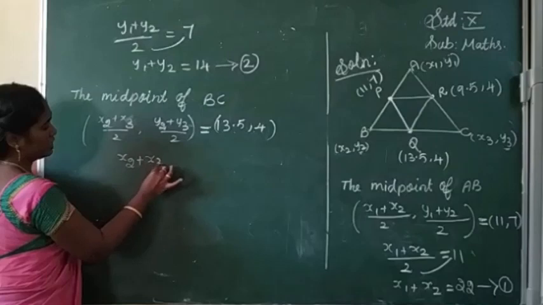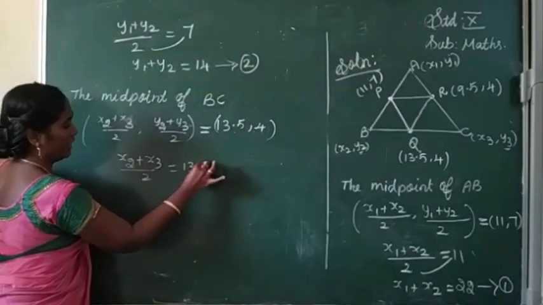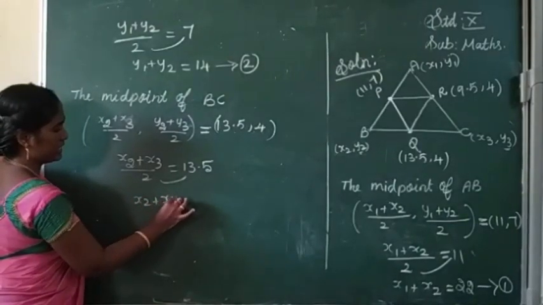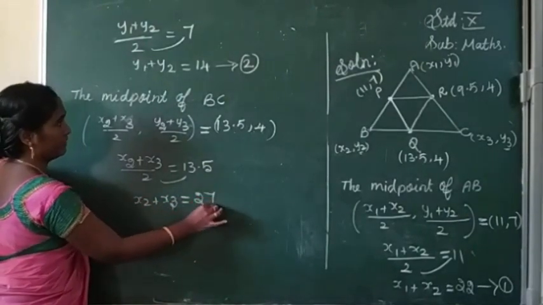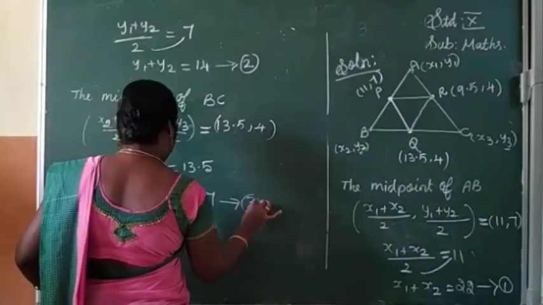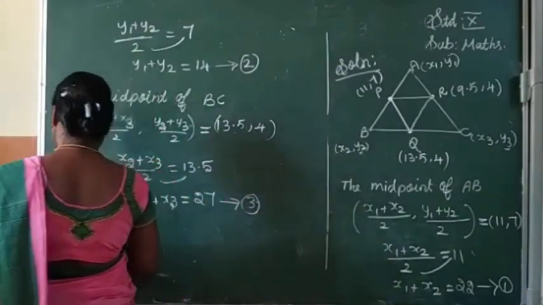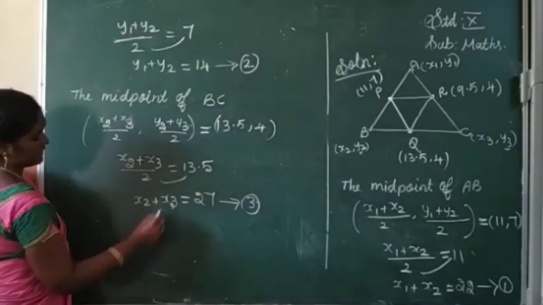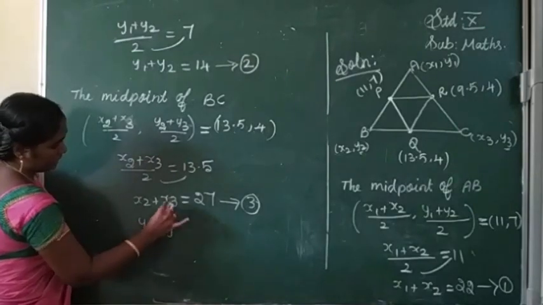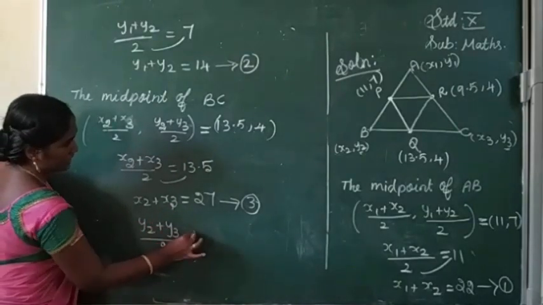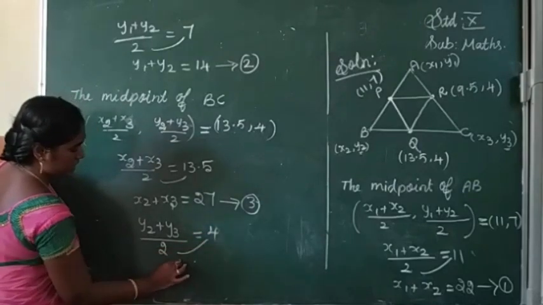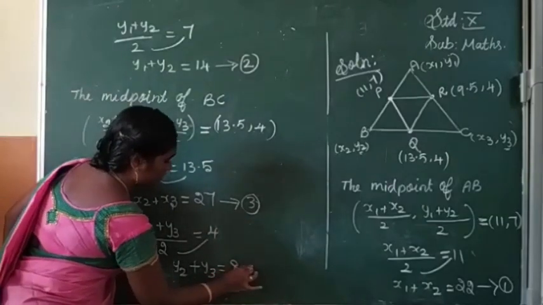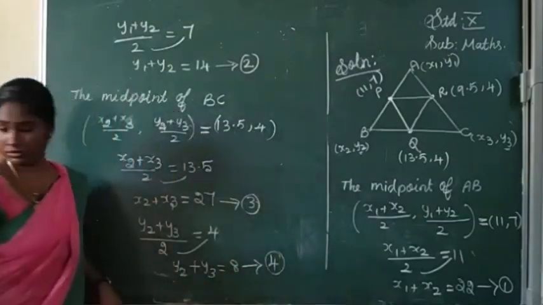(x2 plus x3) by 2 is equal to 13.5. Cross multiply it, then x2 plus x3 is equal to 27. Take this as equation number 3. Then write the next one. Second value is equal to the second value: (y2 plus y3) by 2 is equal to 4. Cross multiply it: y2 plus y3 is equal to 2 fours are 8. So take this as equation number 4.